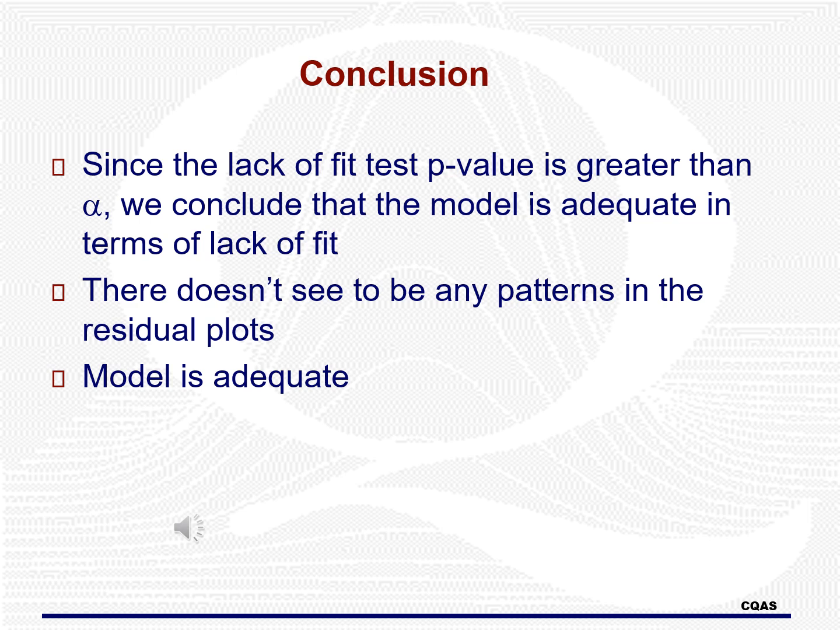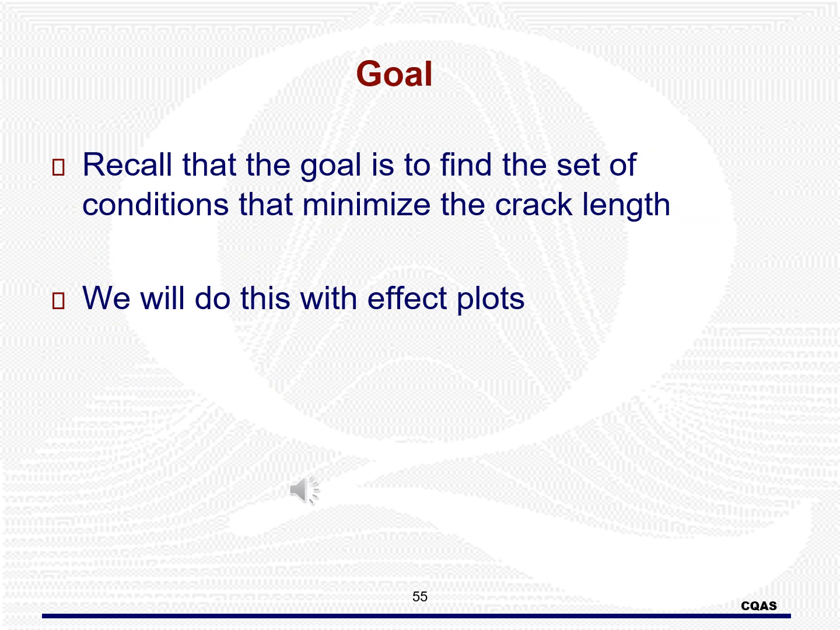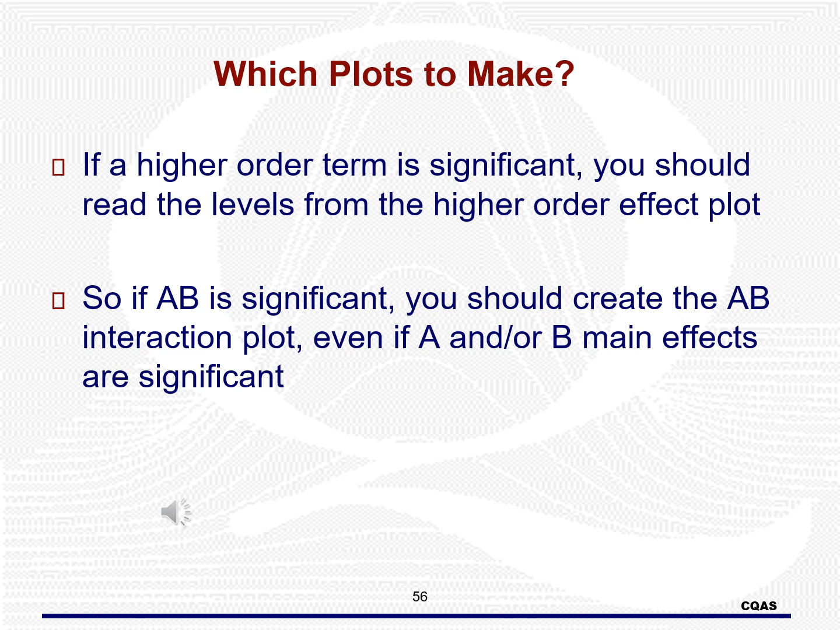Now since we have an adequate model, let's return to our goal for the alloy example. The goal was to find the levels of the factors that minimize the response. We will assess this with effect plots. The question is, which plots should we use? It is all based on which effects are significant. If a higher order term is significant, you should read the levels from the higher order effect plot. This is done because we could get the wrong results if we use a lower order term plot instead.